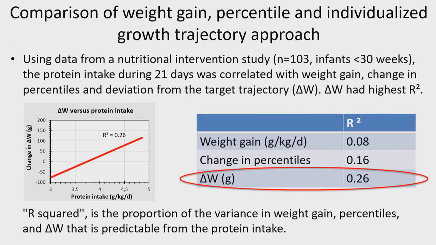Then we compared how other measurements of growth would correlate, for example, with nutrition. Here you see data where we correlated the protein intake from infants with a deviation from the trajectory. We calculated then the correlation of weight gain, change in percentile during the intervention, and the delta comparing the individualized growth trajectories with individual weights. And then we correlated this with the nutrient intake, and here we found that the individualized growth trajectories were best correlated with the protein intake.